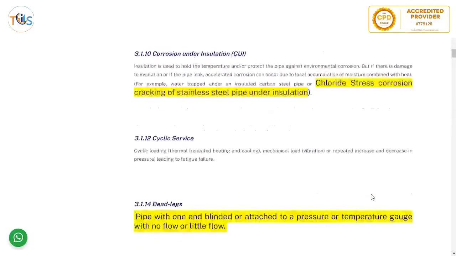Corrosion under insulation, CUI: insulation is used to hold the temperature and or protect the pipe against environmental corrosion. But if there is damage to the insulation or if the pipe leaks, accelerated corrosion can occur due to local accumulation of moisture combined with heat. For example, water trapped under an insulated carbon steel pipe, or chloride stress corrosion cracking of a stainless steel pipe under insulation.